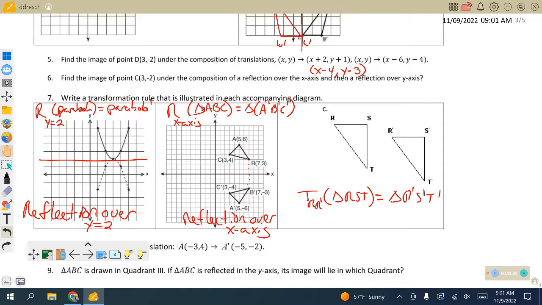So D prime will be at where? 3 minus 4, and negative 2 minus 3 is negative 5. Yep. Anything else? All these questions we're going over, these are quiz questions, so they're all good questions.